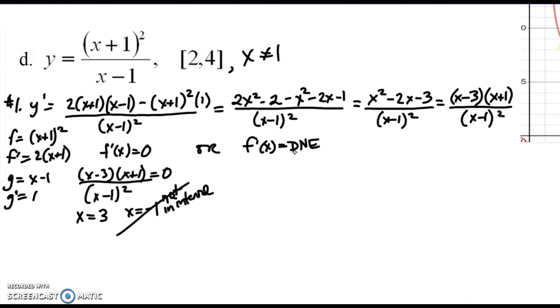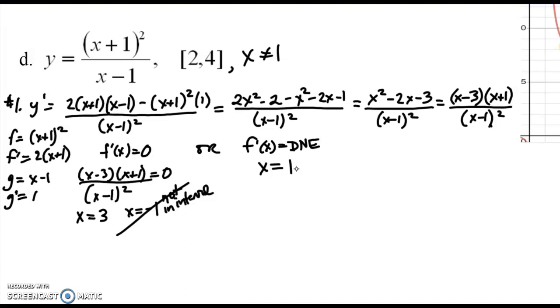Okay, let's look at the places where this derivative does not exist. If we look at the denominator here, we can see that this derivative, were we to graph it, would have an asymptote at 1. Okay, it does not exist at 1. So we see here that x equaling 1 is also a critical number.